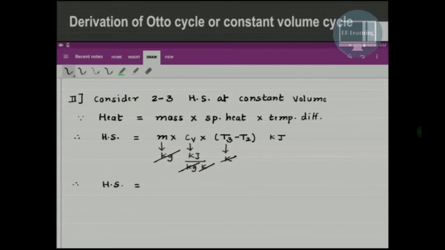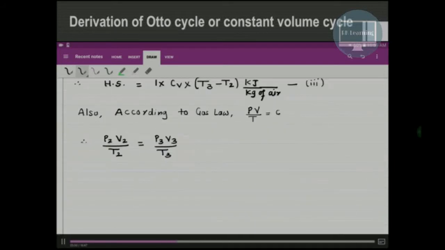But what we'll do, we'll assume this for 1 kg of air. So in place of mass, we'll substitute 1, Cv into T3 minus T2 as it is. So we can say that this can be written in terms of kilojoule per kg. Per kg means for 1 kg of air. So that is our next equation.